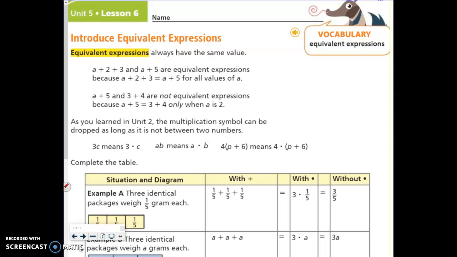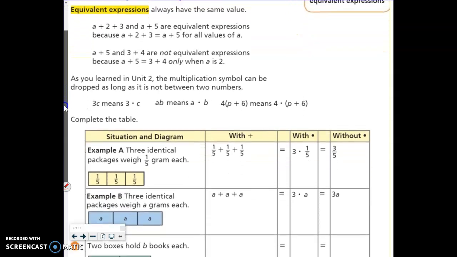Now here is when it is not equivalent, but it might seem like it is. a + 5 and 3 + 4 are not equivalent expressions, because a + 5 = 3 + 4 only works if I happen to put in a 2 for the a. If I put a 1 in for the a, clearly 6 is not equal to 7. So we have to look for situations in which no matter what I put in for that variable, I will end up with an equal number. That is what we mean by equivalent.